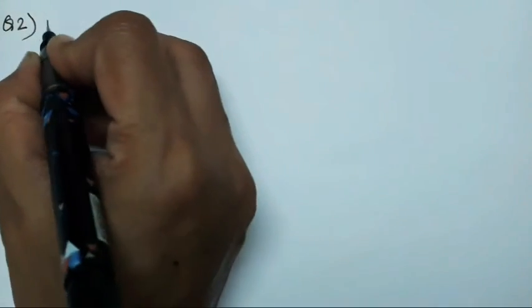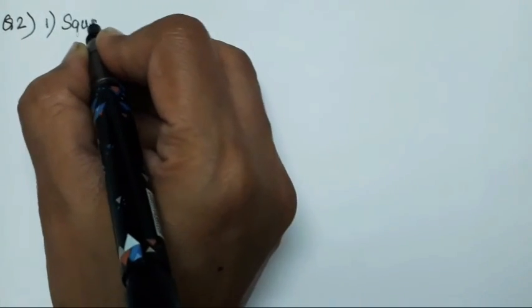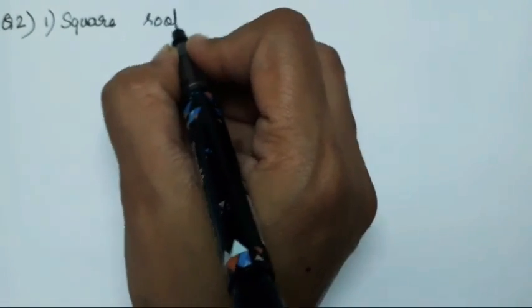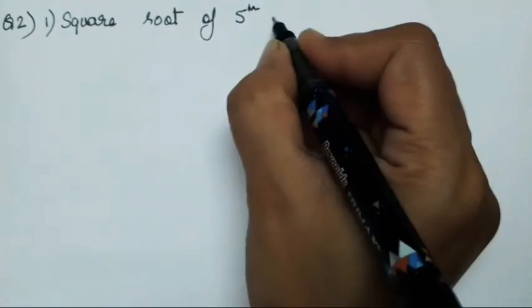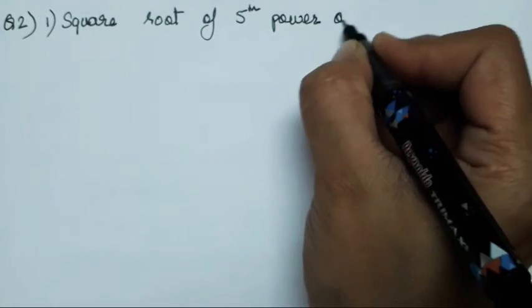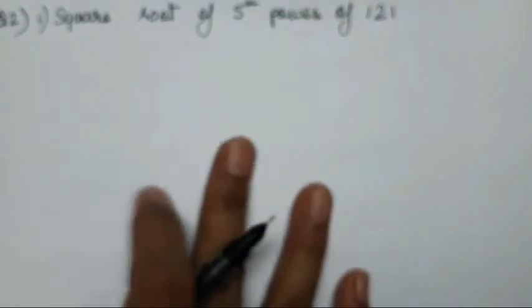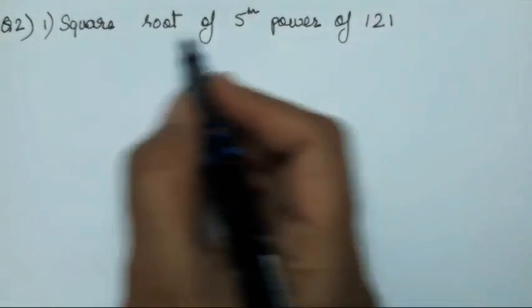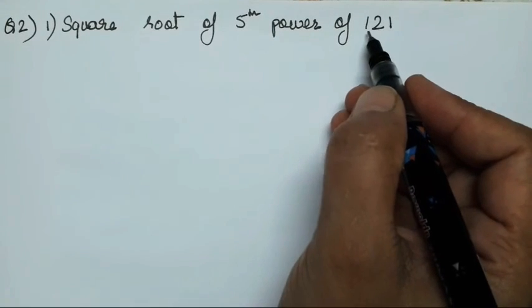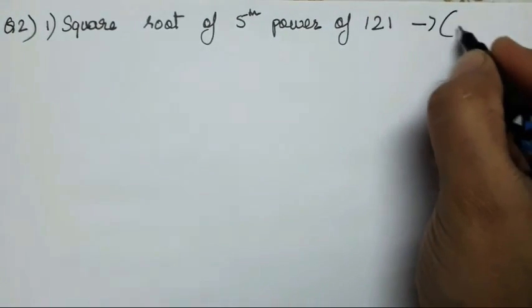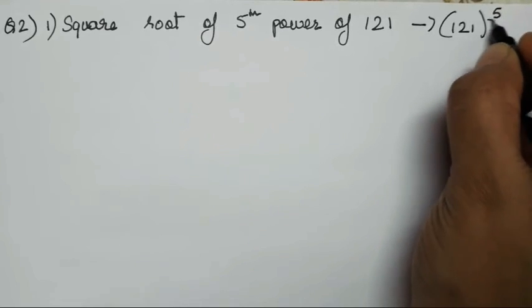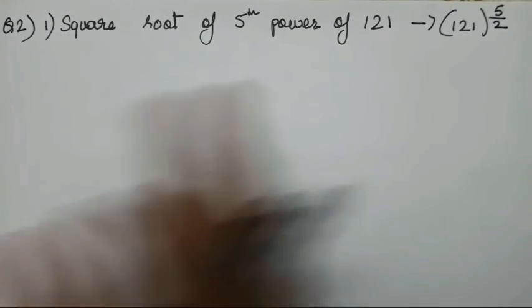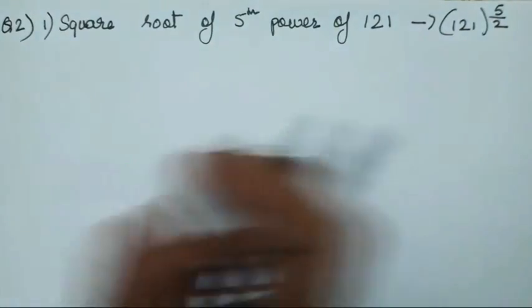Now in the second question it says write the following numbers in the form of rational indices. Rational indices. So first we will write the question. The question is square root of fifth power of 121. Let the camera focus. Yes. Now how are you going to write square root of fifth power of 121? So this will be written as 121 to the power 5 upon 2.